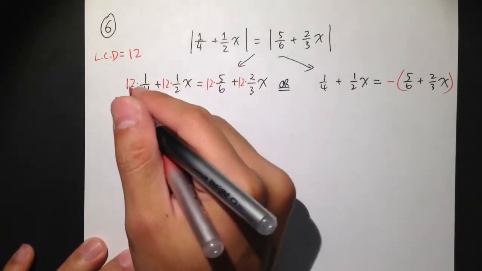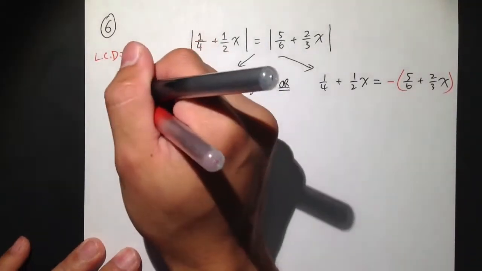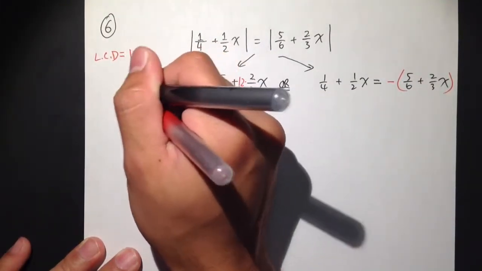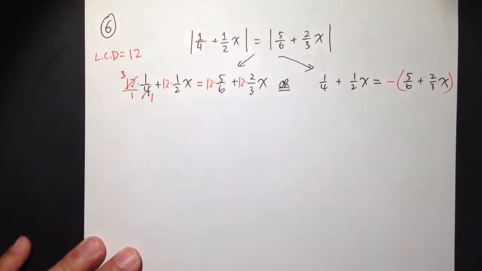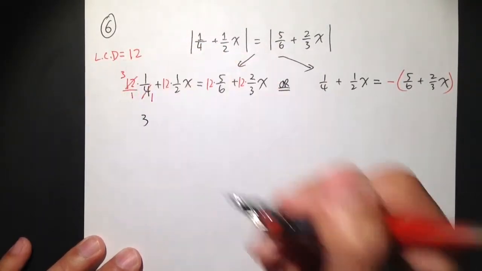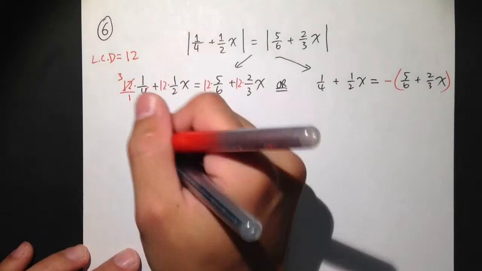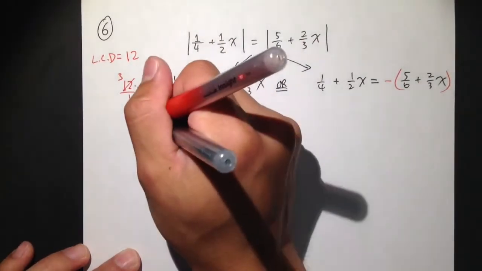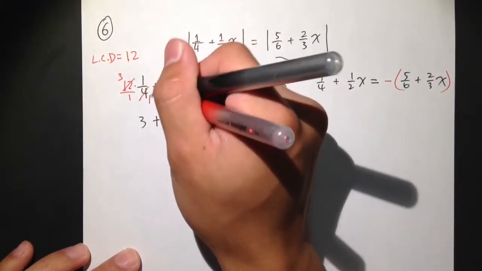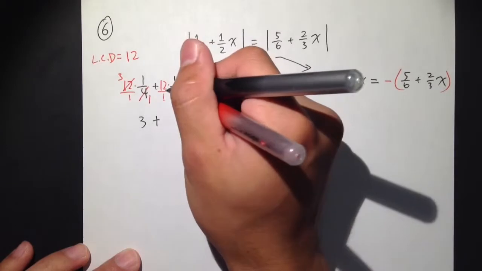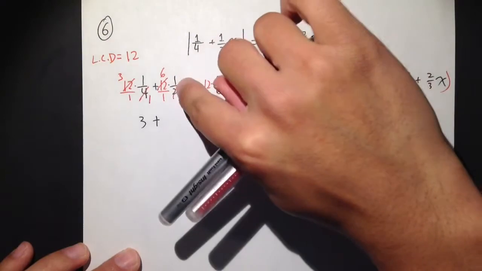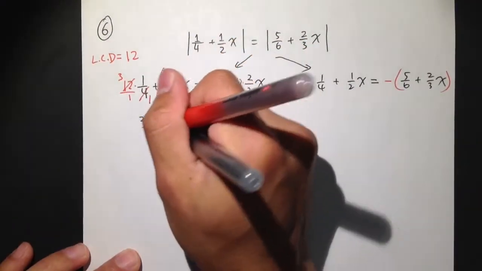Okay, for the first one, I have 12 times 1/4. Let's put the 12 as 12/1. So 4 goes into 4 once, 4 goes into 12 3 times. I just have 3 times 1 on the top, over 1 times 1, which is 1. So I end up with just a whole number 3. Plus, I have 12 times 1/2. Let's put the 12 as 12/1. So 2 goes into 2 once, 2 goes into 12 6 times. 6 times 1x is 6x.